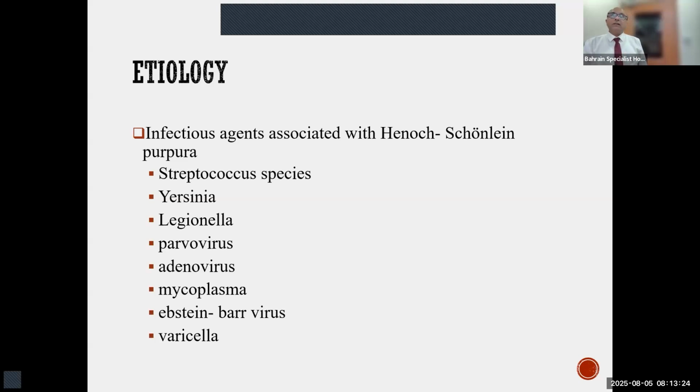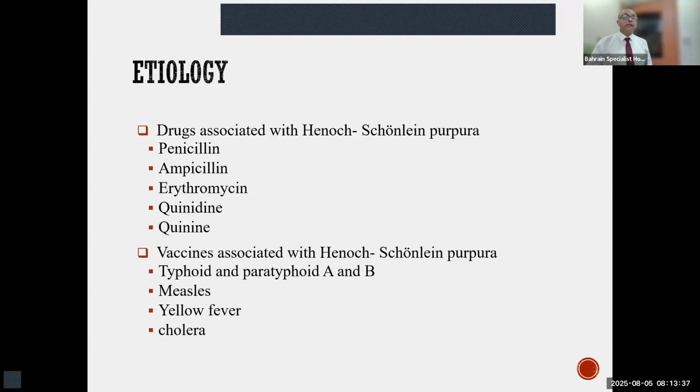The commonest causes associated with HSP are Streptococcus species, Yersinia, parvovirus, adenovirus, mycoplasma, EB virus, or varicella. Drugs associated with HSP are penicillin, ampicillin, erythromycin, quinine, and quinidine. Some vaccines are also associated with HSP, like typhoid or paratyphoid, measles, yellow fever, and cholera. It has been reported.